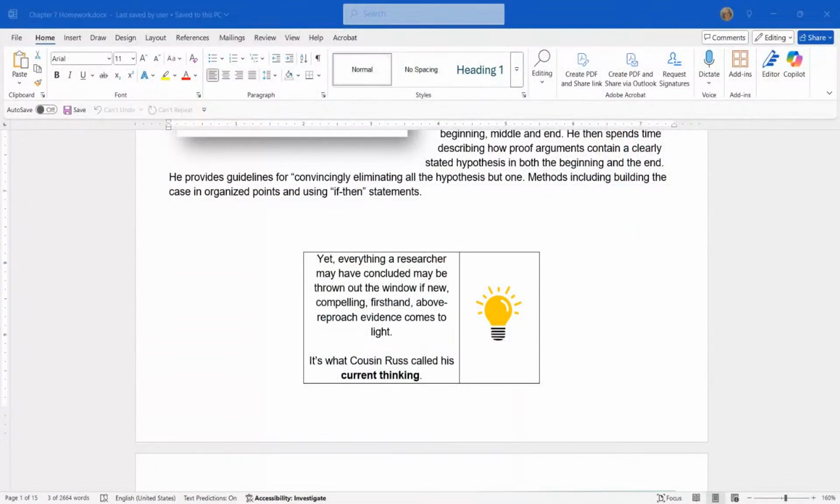And that point in our homework, and I'm sorry I'm going first, but I am. Everything that a researcher may have concluded may be thrown out the window if new, compelling firsthand, and I say above reproach, evidence comes to light. It's what Cousin Russ called his current thinking. I always said if something turns the light bulb on, and he said the light bulb went off. We always had that discussion, he and I.